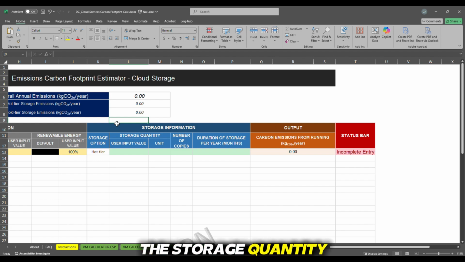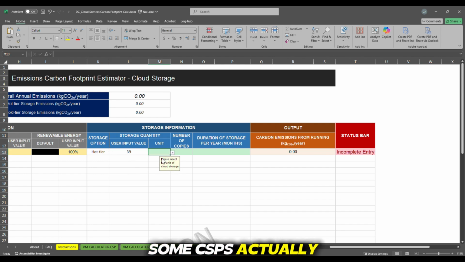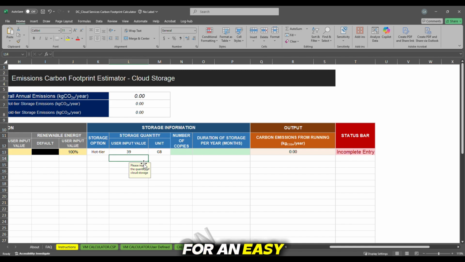The storage quantity is usually presented in a table or chart form that should also be extractable as a value or an average over the course of the reporting period. Some CSPs actually use a pay-as-you-use scheme, and this allows for an easy identification of the user storage quantity value input and duration of storage per year in months.